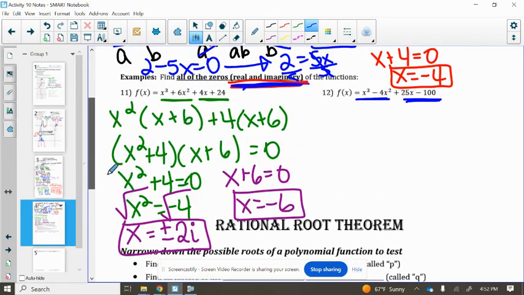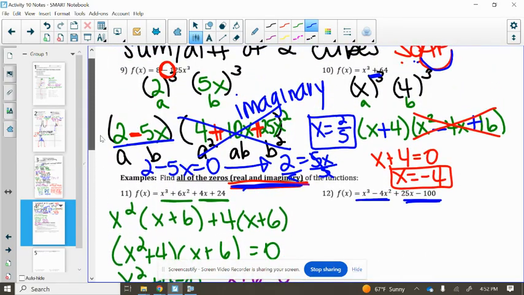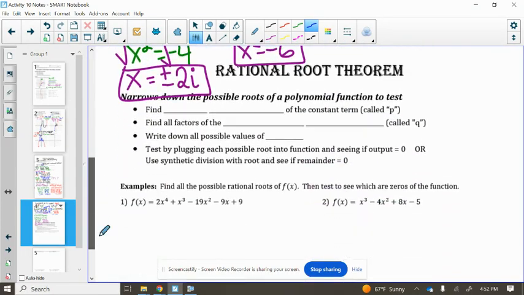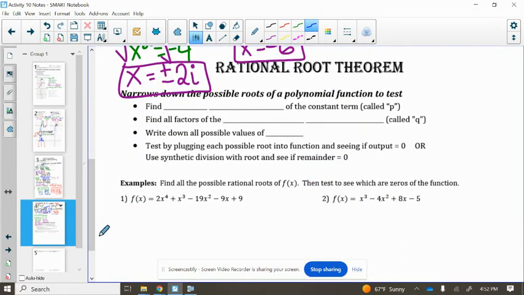Now, in our previous lesson, we were given a bunch of examples of polynomial functions that were in fact factorable, which allowed us to find our zeros. But what happens if we do not have that ability? What the rational root theorem does is it narrows down the possible roots of a polynomial function to test.